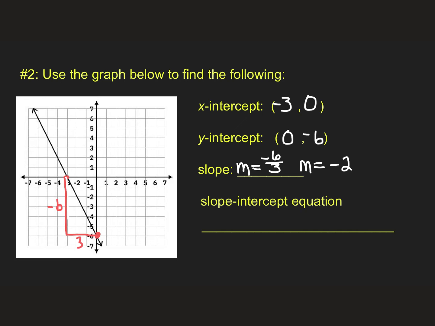For slope-intercept form, I need the slope. So I need that number, and then I need my b value, which is part of my y-intercept. So in slope-intercept form, y equals -2x with the y-intercept at the end.